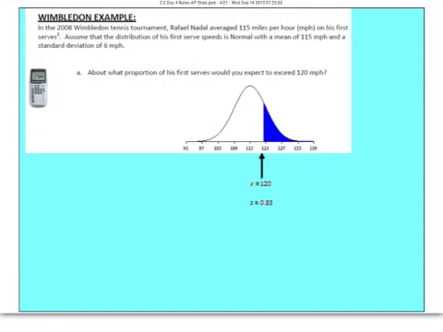So let me show you an example here in the note packet, the Wimbledon example. We'll talk through how to solve this problem, and then on the next slide I'm going to show you the complete state, plan, do, and conclude write-up, which is how you'd want to do it.